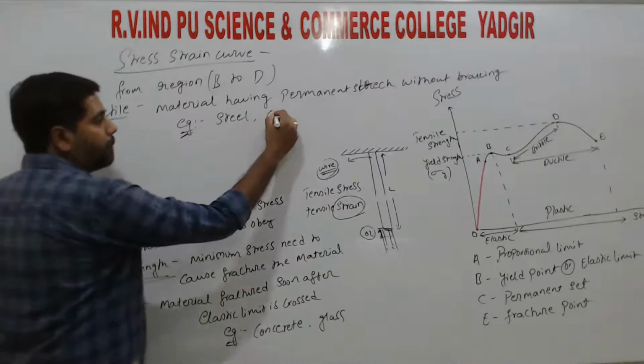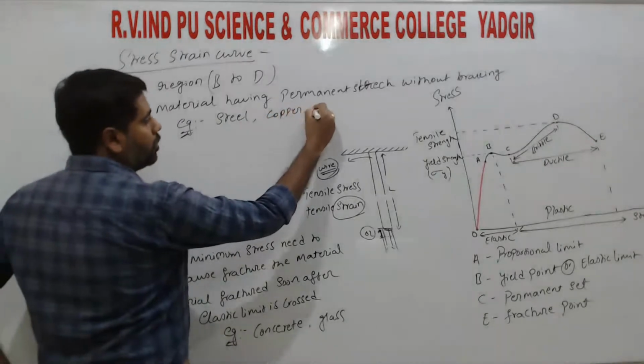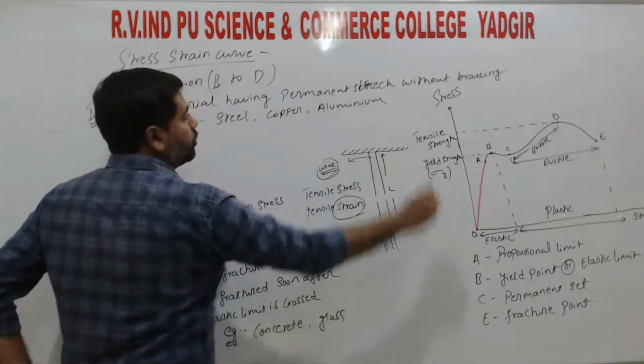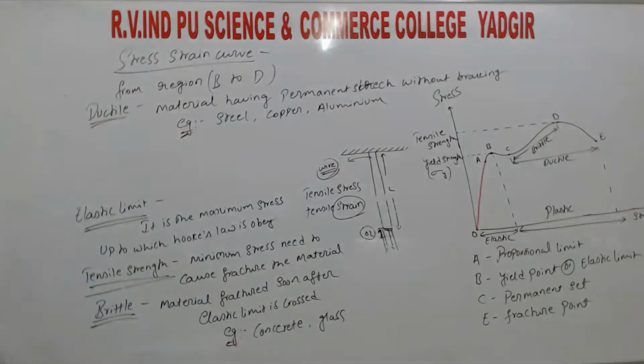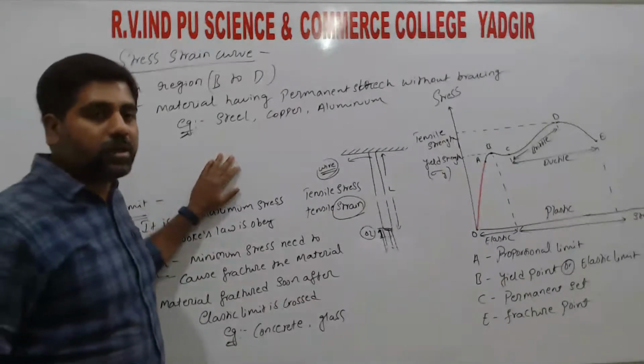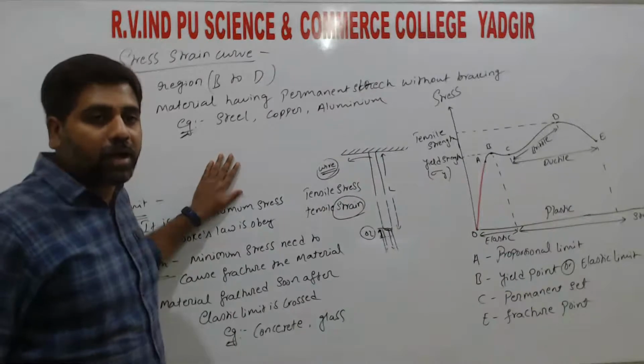So copper, aluminum. So these are the few definitions which come under the stress strain curve.